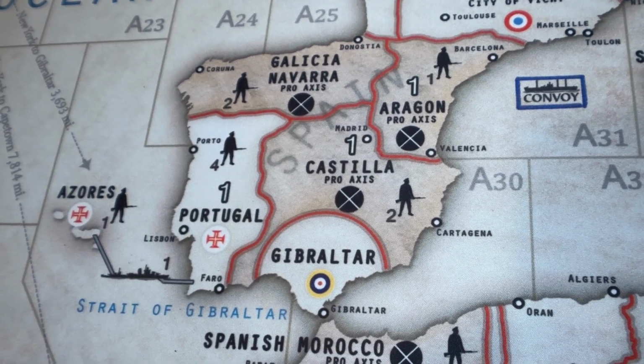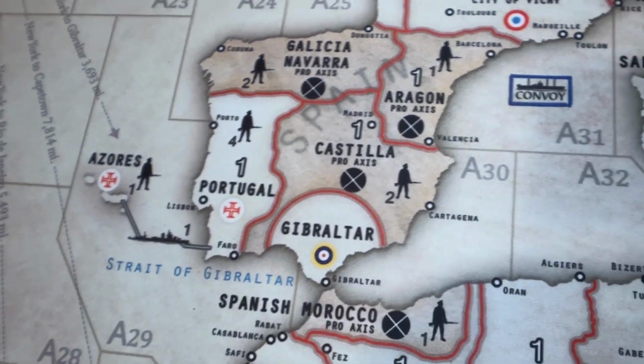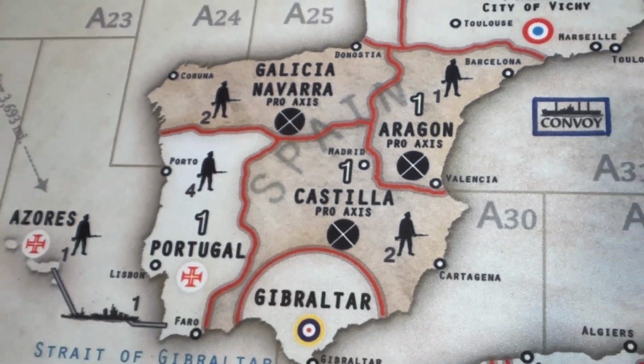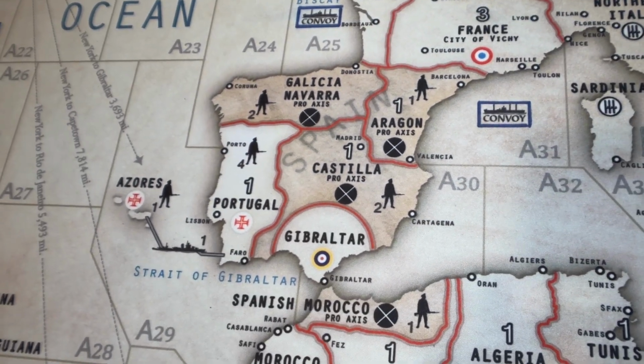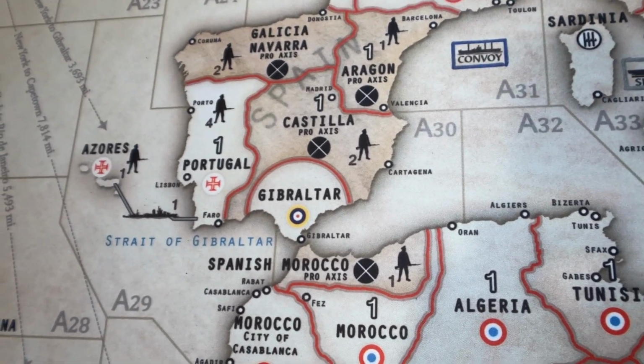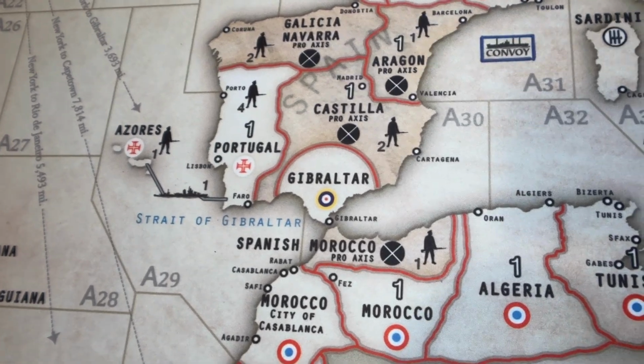And at that time, Argentina also gets triggered. So let's say the UK player comes down here and invades Galicia, thinking, okay, I'm going to get a foothold on the Iberian Peninsula. Well, that has ramifications. Aragon and Castilla then immediately flip to German control, and Argentina does as well.